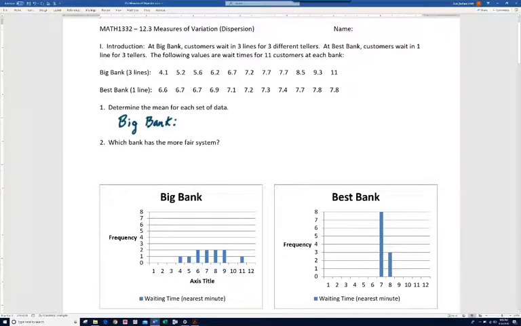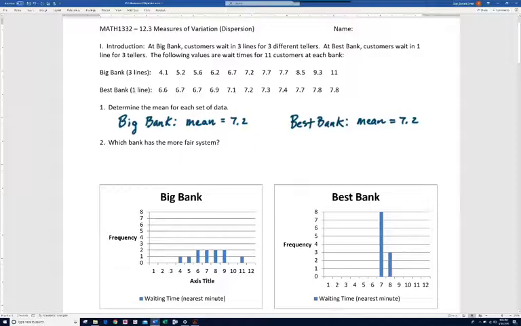So for Big Bank, you should have gotten a mean of 7.2. For Best Bank, you get the same mean. But if you look at the data, is it really the same? Well, our mean is the same, but it doesn't mean the data is. In fact, there's more to the story here.